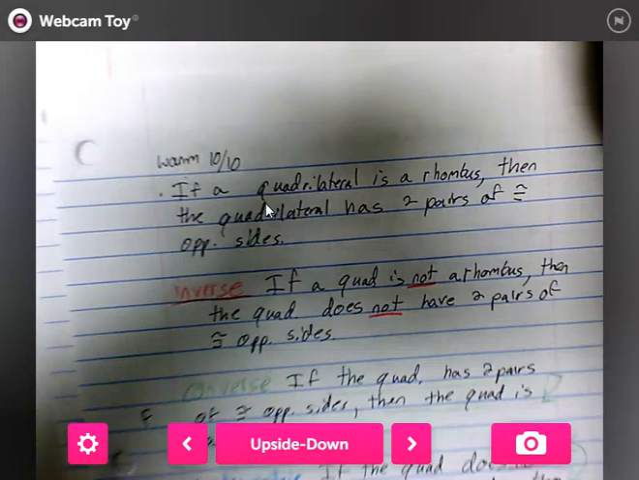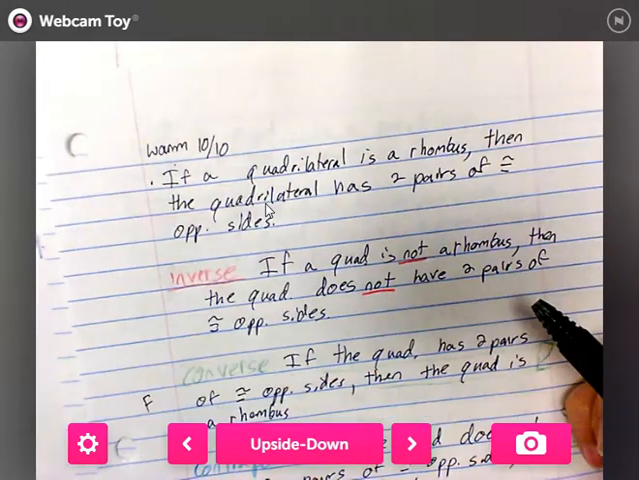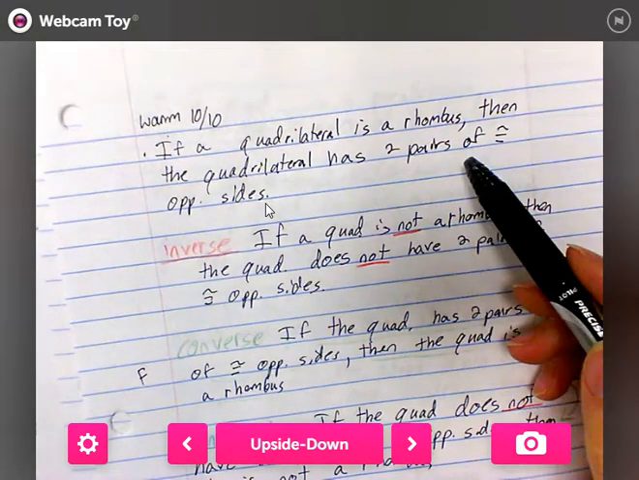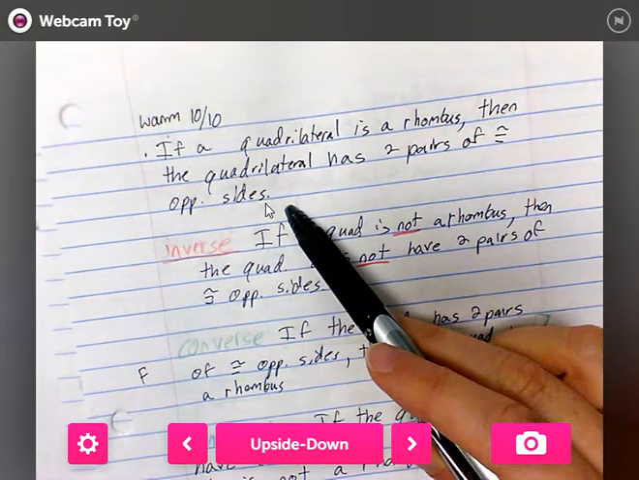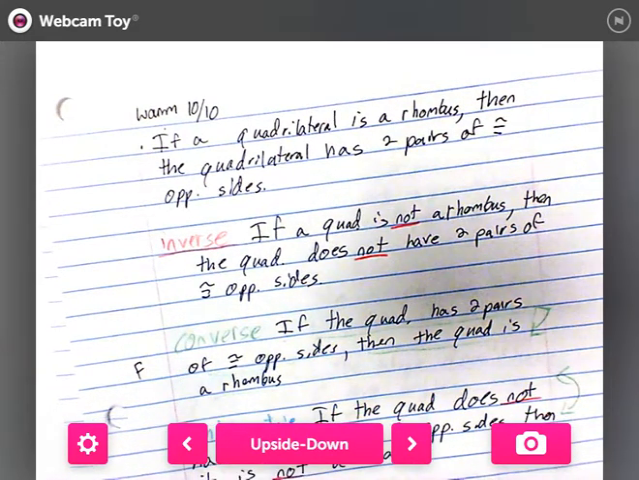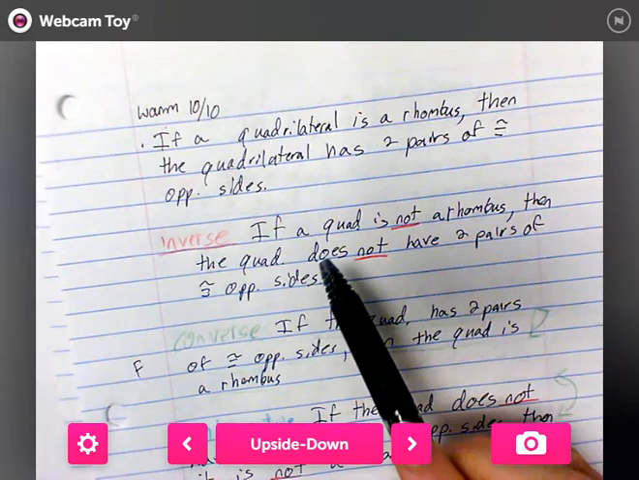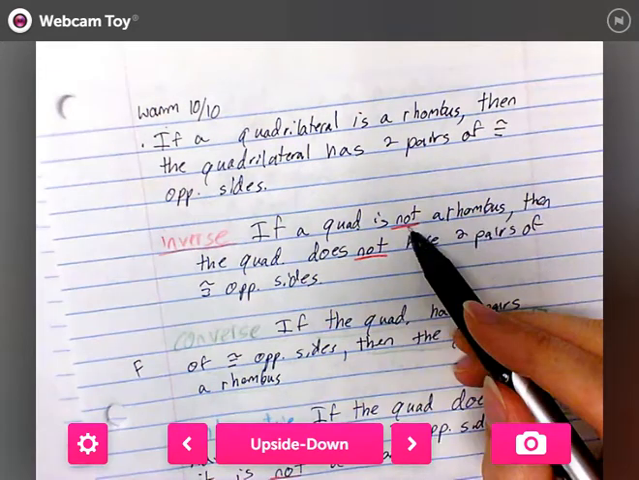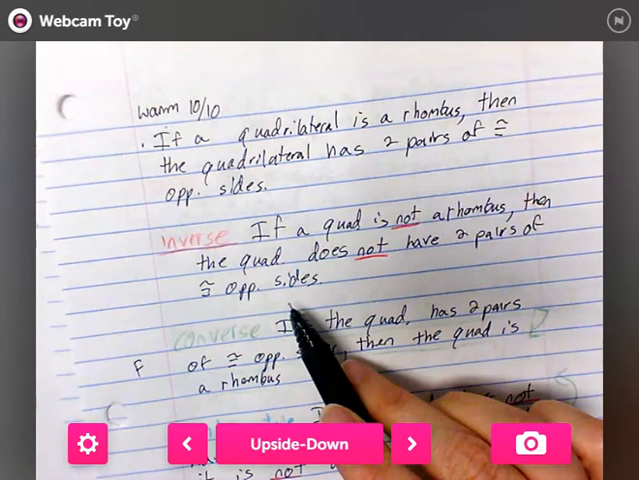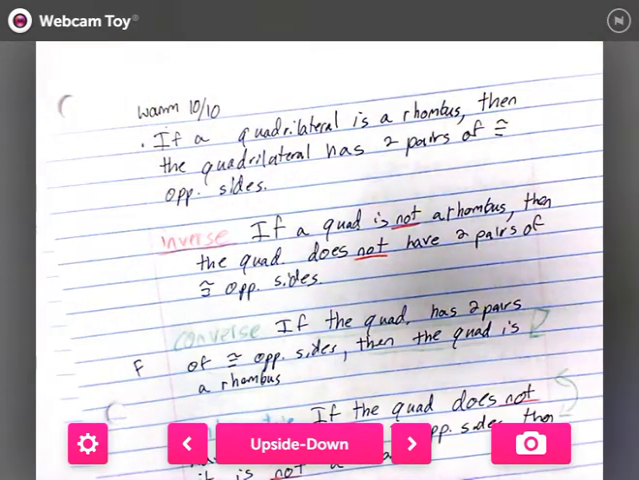A quadrilateral is a rhombus, then the quadrilateral has two pairs of congruent opposite sides. Okay? If the quadrilateral is a rhombus, then the quadrilateral has two pairs of congruent opposite sides. Okay, inverse. If a quadrilateral is not, see how I underline the not? A rhombus, then the quadrilateral does not have two pairs of congruent opposite sides.